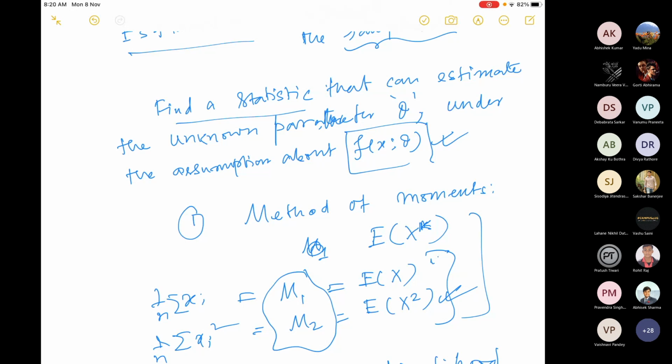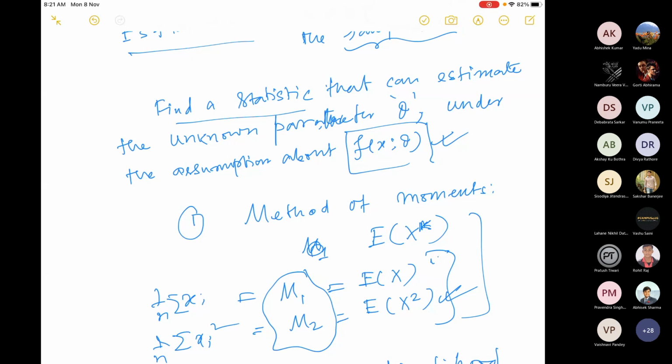Then if I have 2 parameters, there will be 2 equations. This is what the method says. I'm not commenting on it now, but today probably we'll talk about how good the method is, and whether, if I change my method, I'll get the same estimator or not.